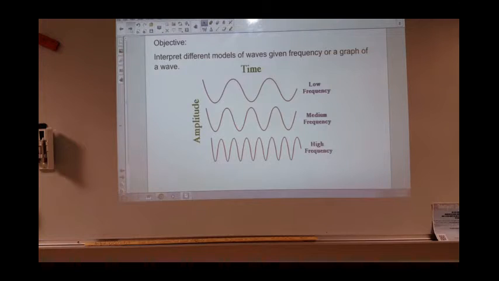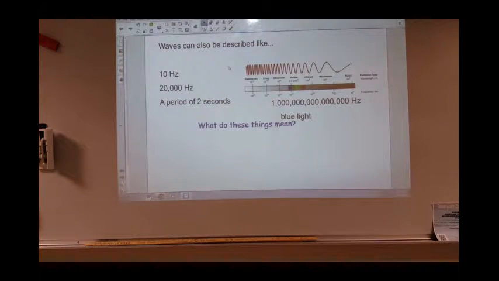The reason for doing this is, one, a little bit more appreciation of what the waves in our lives actually mean. For example, blue light has a frequency of 10 to the 15 hertz. What the heck does that mean? Well, this is what that number is, 10 to the 15th hertz. That's what blue light is. That's the color blue. Other things you'll see are things like 10 hertz, 20,000 hertz.